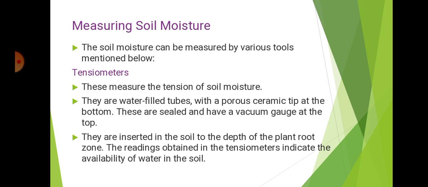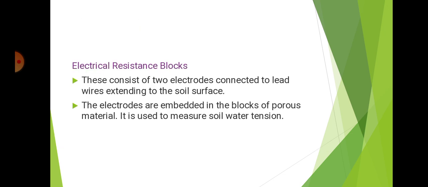First one is tensiometers. These measure the tension of soil moisture. They are water filled tubes with a porous ceramic tip at the bottom. These are sealed and have a vacuum gauge at the top. They are inserted in the soil to the depth of the plant root zone. The readings obtained in the tensiometers indicate the availability of water in the soil.